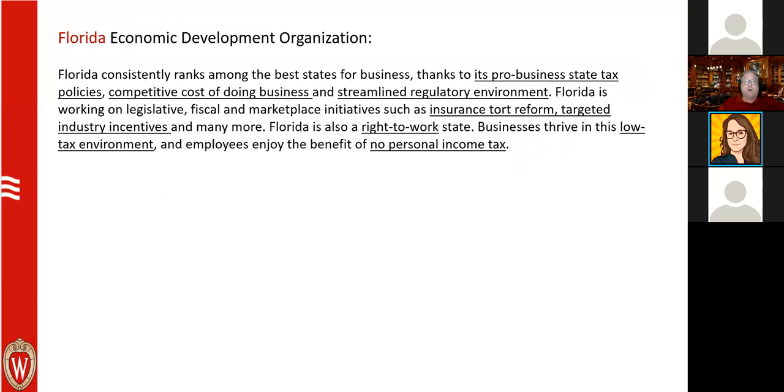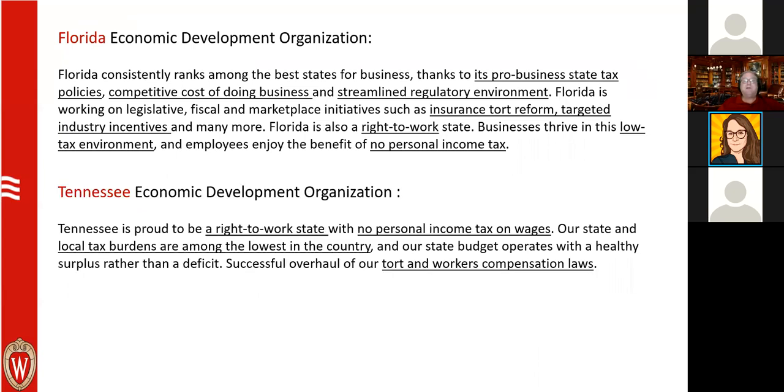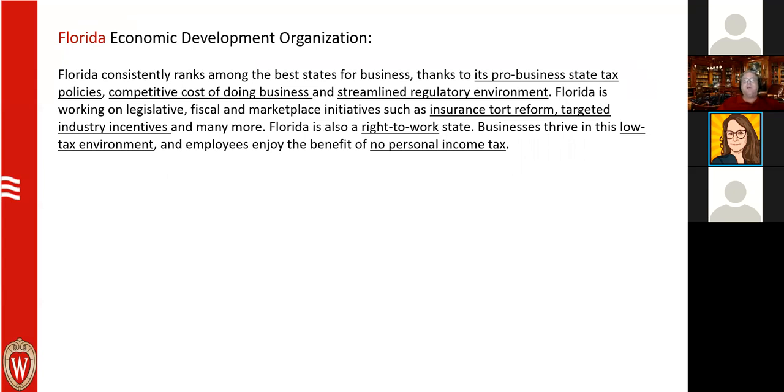Florida: pro-business state tax policies, competitive advantage of doing business, streamlined regulatory, insurance tort reform, targeted industrial incentives, right to work, a low tax environment, no personal income tax.